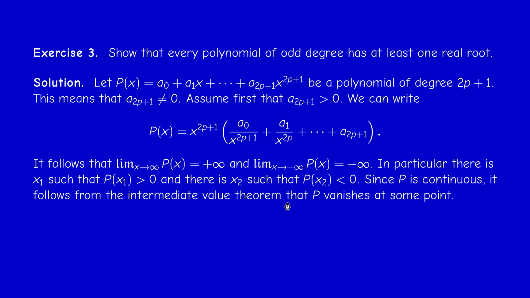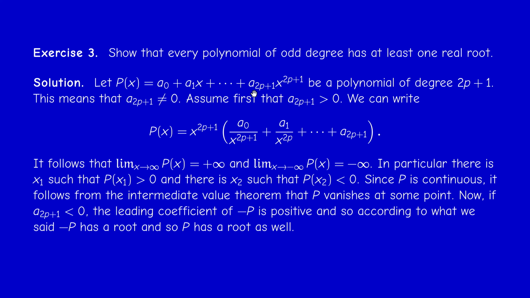And if the leading coefficient is negative, we can do a similar study, but we can deduce it by considering the polynomial minus p. Then the leading coefficient of minus p will be positive. And so according to what we said, minus p has a root, and therefore p has a root. Okay? So this is a consequence of the intermediate value theorem.